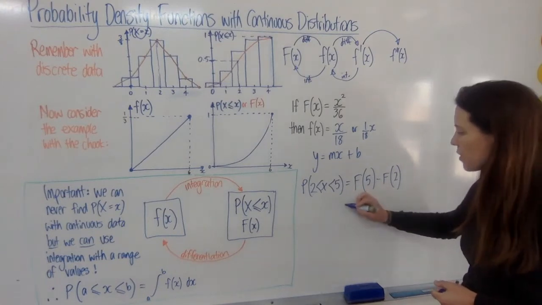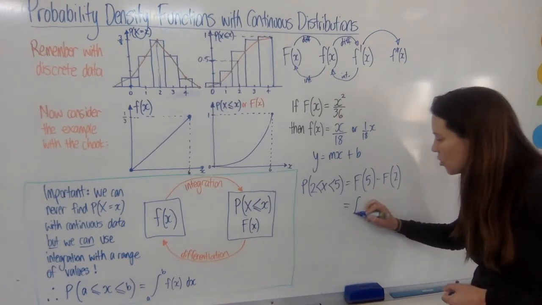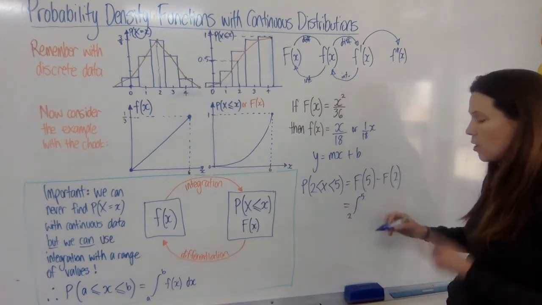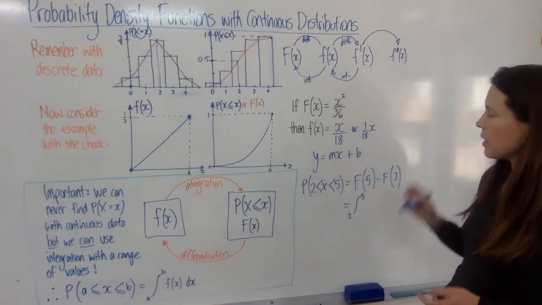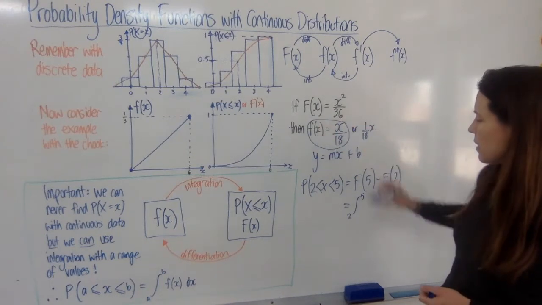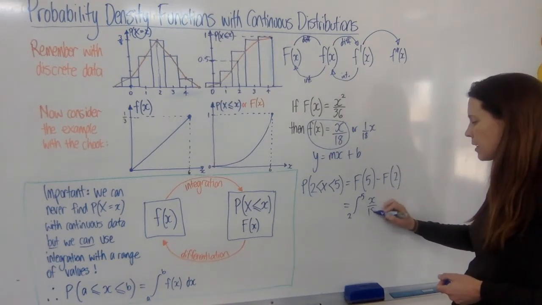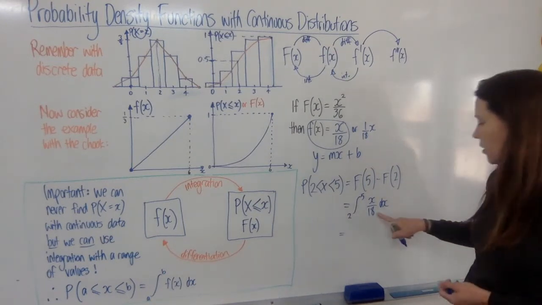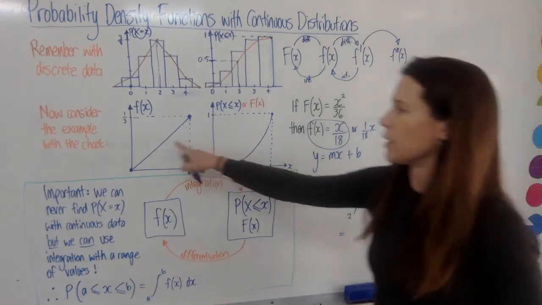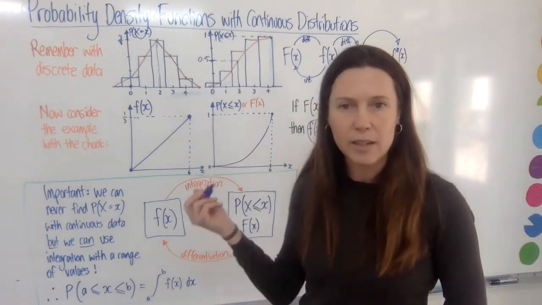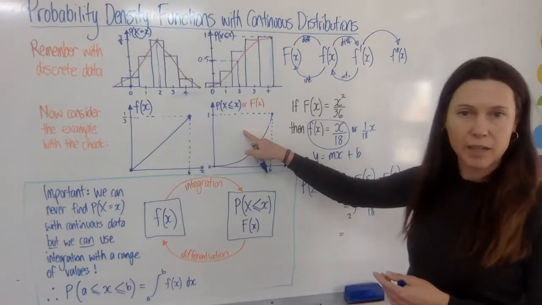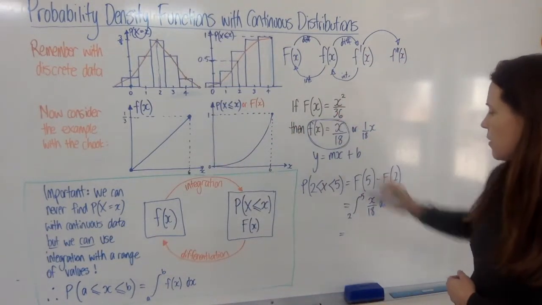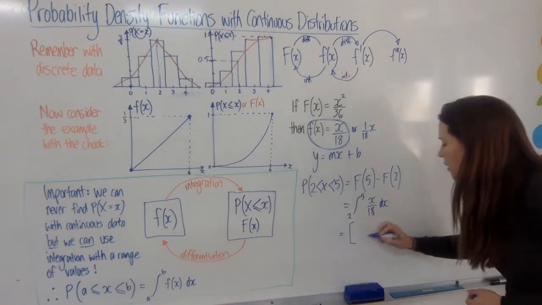We could also solve this problem by saying we need to find the definite integral between 2 and 5 of f of x. Now, if we've got f of x and we know it's this, we'll put x over 18 dx. Our next step would then be to integrate that, because perhaps we've started with the PDF and we need to integrate it to get the CDF. Other times we might start with the CDF and we can differentiate it to get the PDF.